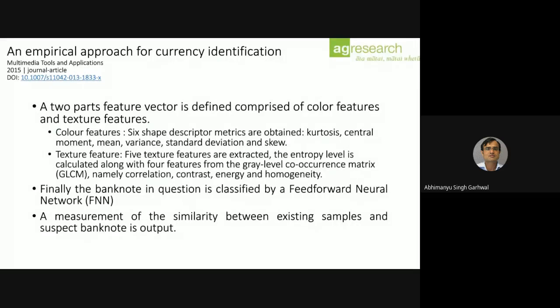Now, my next pattern identification image processing work is an empirical approach for currency identification. What we did, we extracted two-part feature vectors, color features and texture features. Color feature metrics are kurtosis, central moment, mean, variance, standard deviation, and skew. And for the texture features, we calculated the entropy level and four features from the gray level co-occurrence matrix, namely correlation, contrast, energy, and homogeneity. Finally, the banknote in question is classified by a feed forward neural network, and a measurement of similarity between existing samples and the suspected banknote is given as output.